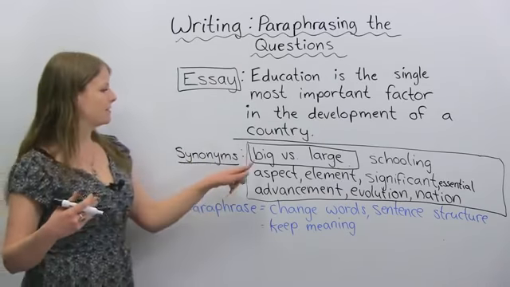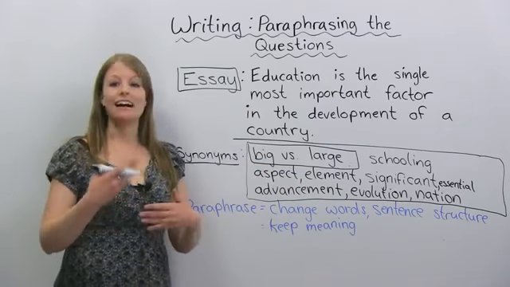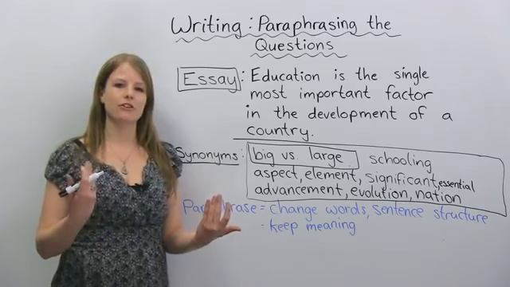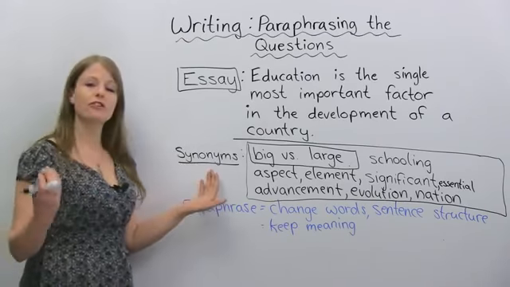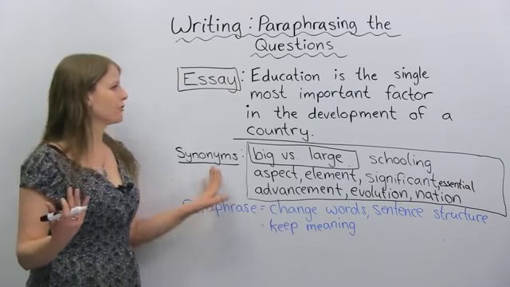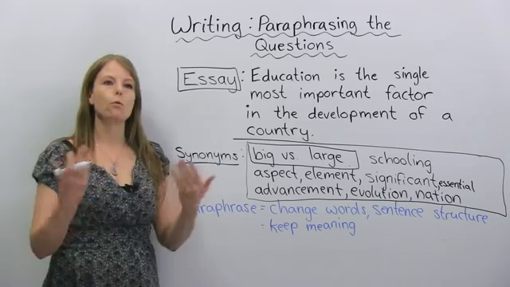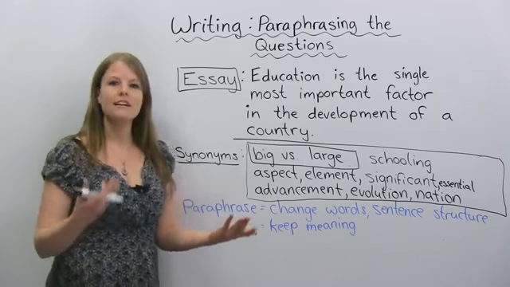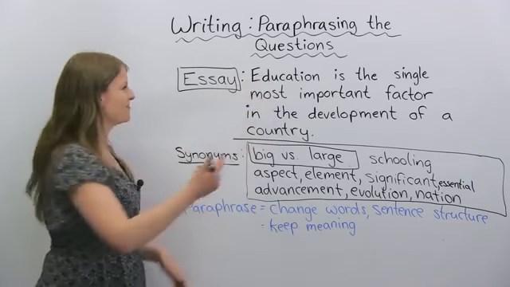So for example, big and large have the same meaning, just like huge, enormous. These are synonyms of each other, same meaning, but different words. So you need to use different synonyms so you don't just copy these words. You use synonyms to have words that have the same meaning but are different words. So let's look at an example. Our first word here is education.